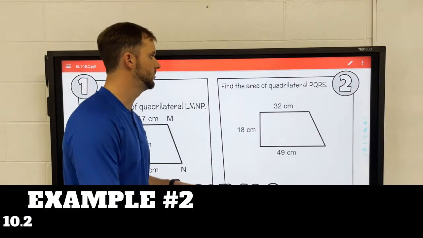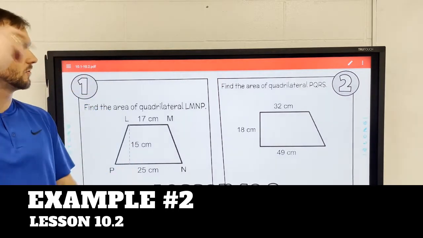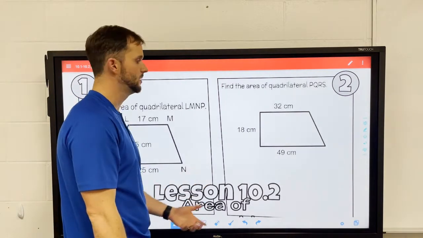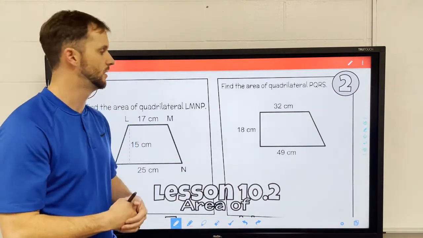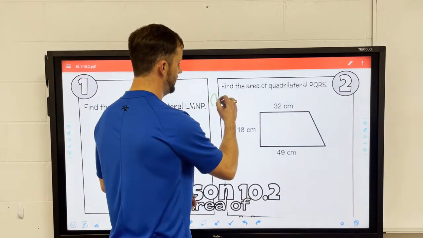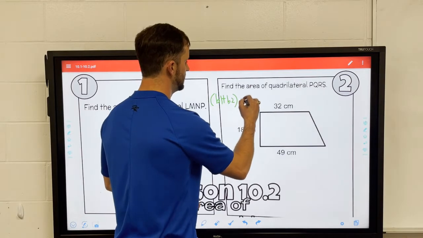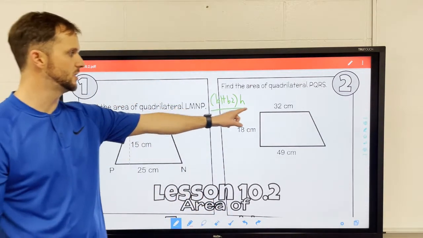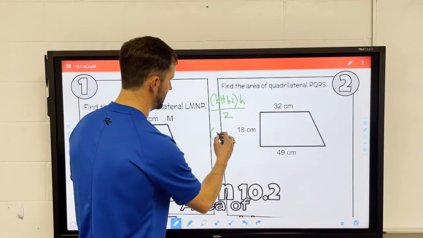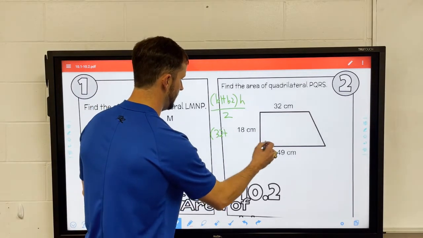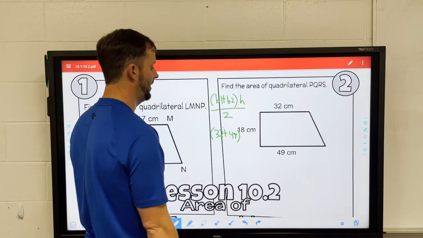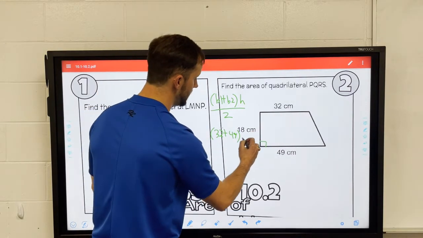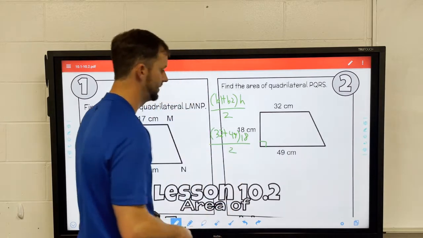On example number 2, it says we need to find the area of quadrilateral PQRS. Looking at this example, this is again a trapezoid. So I'm going to use the same exact formula as example number 1: base 1 plus base 2 times the height all over 2. If I look, base 1 and base 2 are 32 and 49. Base 1 is 32, base 2 is 49, and it doesn't matter how I do that. And my height, if you look, is my vertical height because this is 90 degrees. So I'm going to multiply that times 18 and then divide by 2.